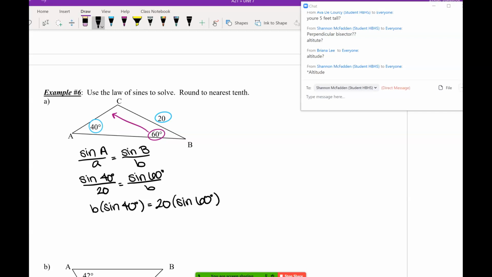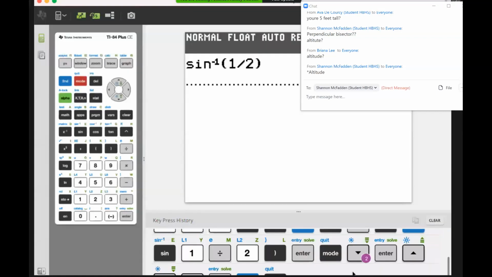All right, last thing that we need to do is divide by the sine of 40. So b is going to be the product of 20 and sine 60 divided by the sine of 40 degrees. Now, I am going to show us on our calculator real quick. Be careful, you guys. There is room for error on this and how you put it into your calculator. So you can do it in sections, and that would be my suggestion.